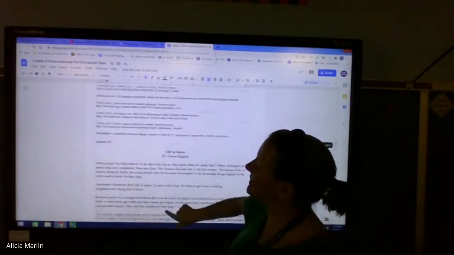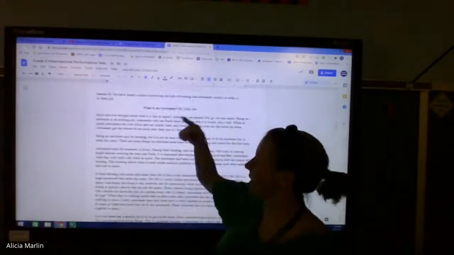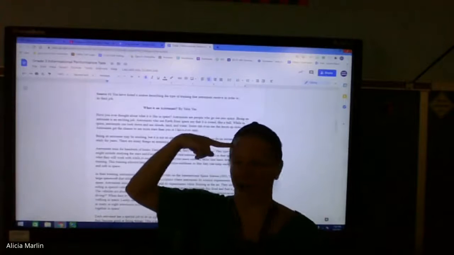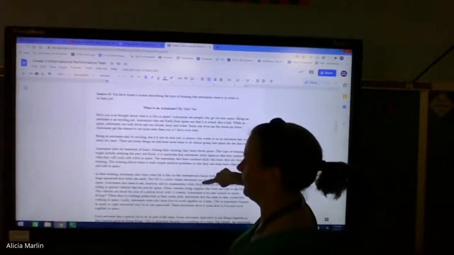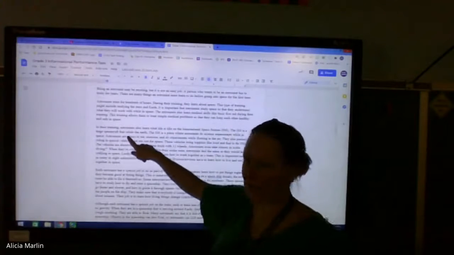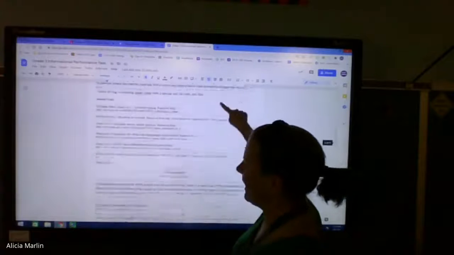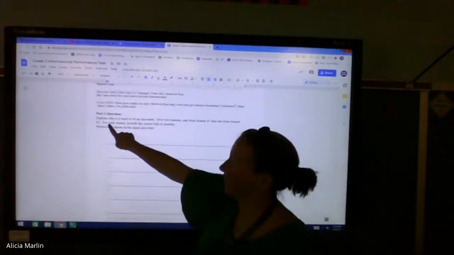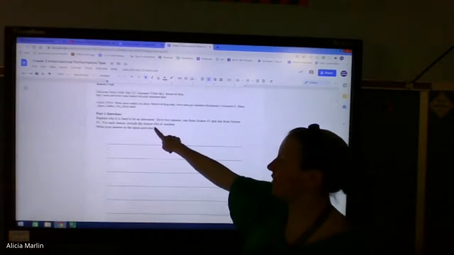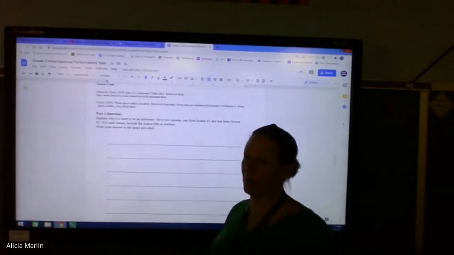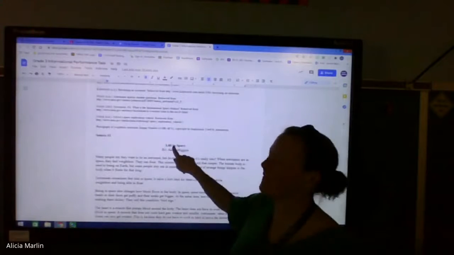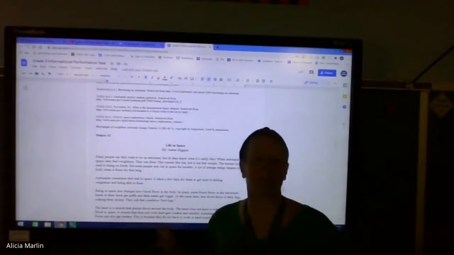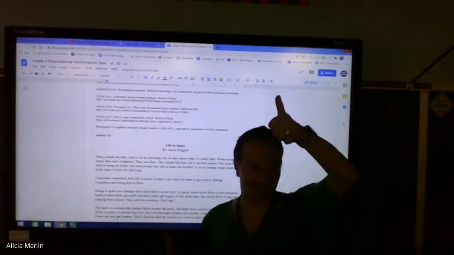When you're reading these 2 articles, you're going to be thinking in your head, how is being an astronaut hard? You're going to find one way in source 1 and one way in source 2. And it says, for each reason, include the source title or number. If you want to put life in space says, you can. Or you can also say source number 2. Thumbs up if you understand that.